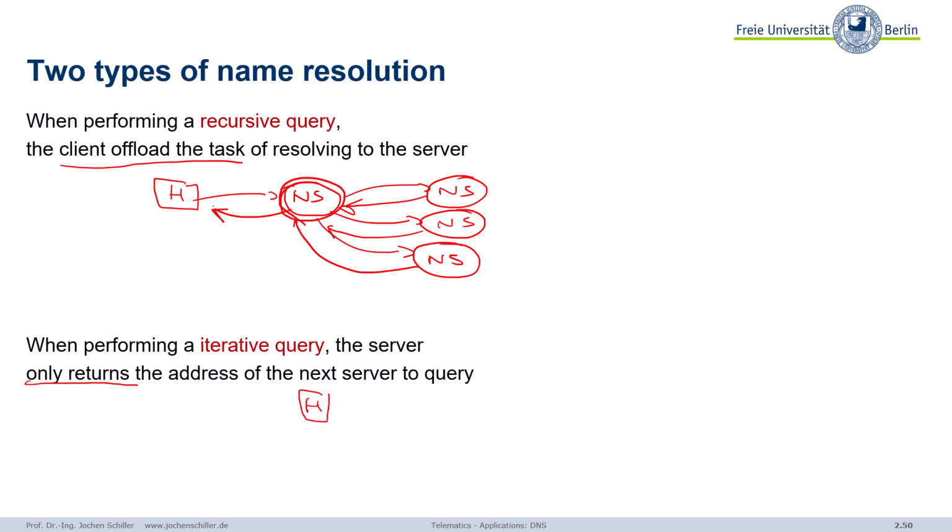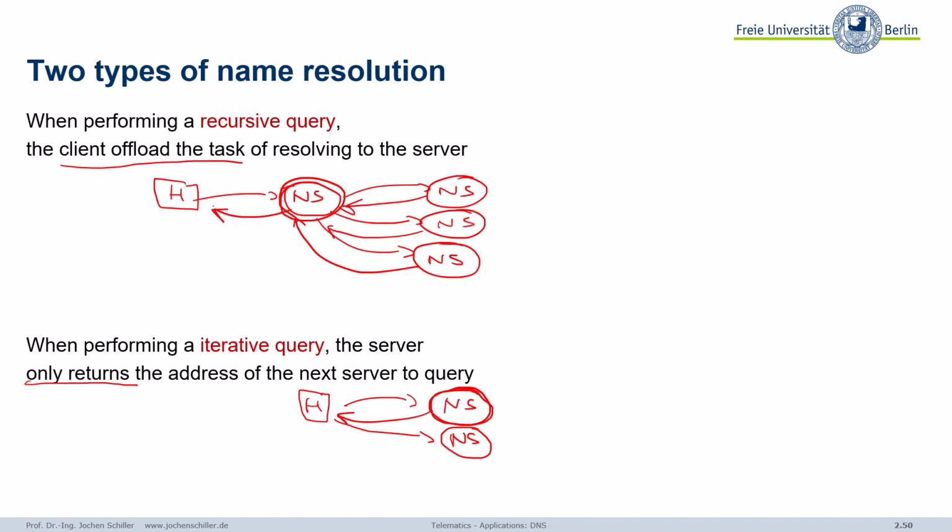For iterative queries, well, that's simpler for the name server, because it could only return the address of the next one. So the host asks the name server, and either the name server has directly the answer, or at least it knows whom to contact next. And then the host, the resolver, has to contact the next one, etc. So the load now is on the resolver of the host if you perform this iterative query, but you offloaded a lot from the name server.